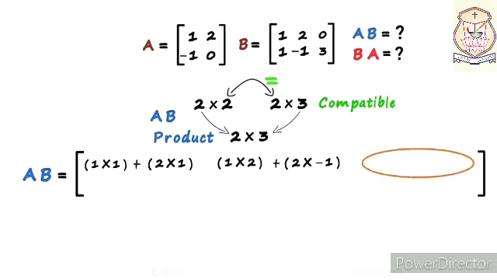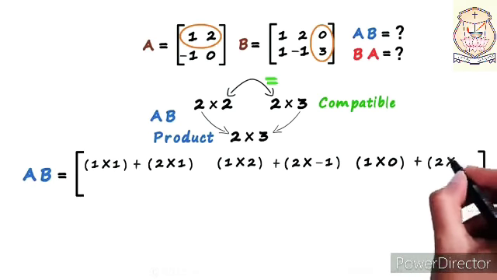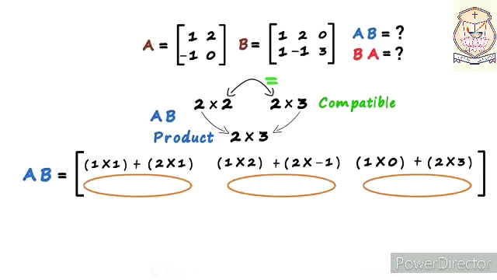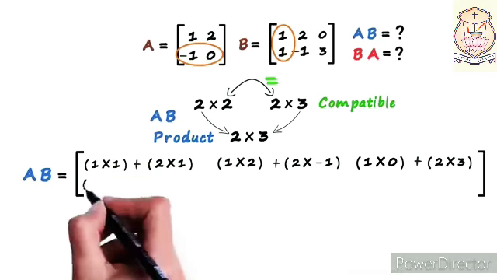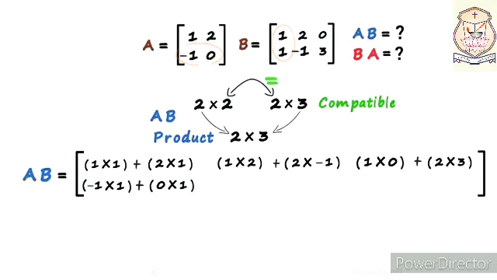For the 1/3th element of the resulting product, we multiply the first row with the third column. We get 1 multiplied by 0 plus 2 multiplied by 3. We are done with the first row. We have multiplied it with each of the columns of the second matrix. There are 3 more elements we need to find. To find the element in the 2/1th position, we multiply the second row with the first column. We get minus 1 multiplied by 1 plus 0 multiplied by 1.